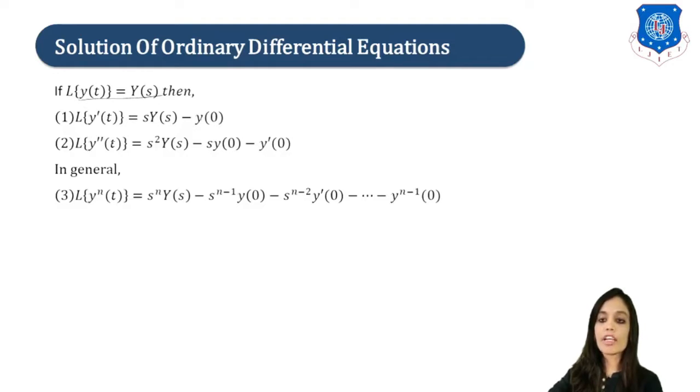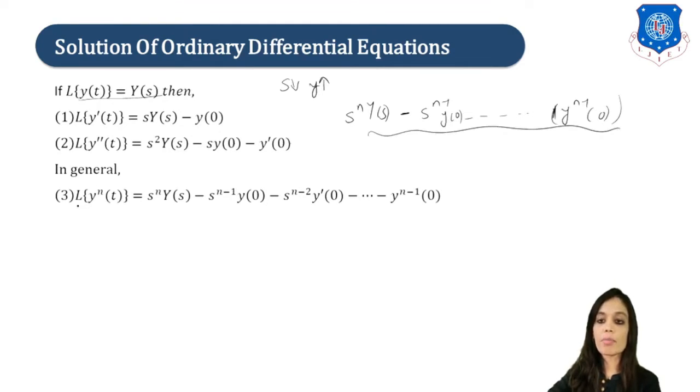Similarly, Laplace of y double dash of t will be s square Y(s) minus s y(0) minus y dash(0). In general, we have to write s raised to n Y(s). Now start decreasing the powers of s, so lastly we will have 1. Decrease the power of s and increase the power of small y, so here what will come? y(0) and so on, y raised to n minus 1 of 0, right? So this is our formula to find the Laplace of nth derivative of y(t).